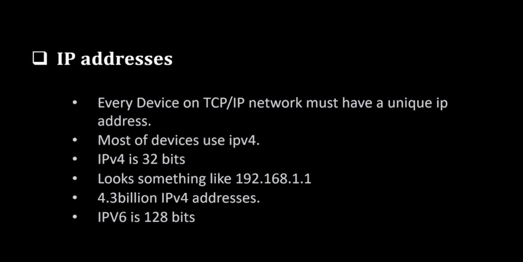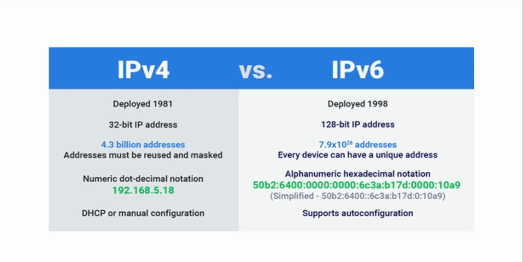Now what's the difference between IPv4 and IPv6? IPv4 was deployed in 1981, whereas IPv6 was deployed in 1998. IPv4 is 32-bit, whereas IPv6 is 128-bit. In IPv4, the number of addresses is around 4.3 billion, and in IPv6 it is a very large number, around 7.9 times 10 raised to power 28 addresses. In IPv4, addresses must be reused and masked, whereas in IPv6, because of the large number, every device can have a unique address.